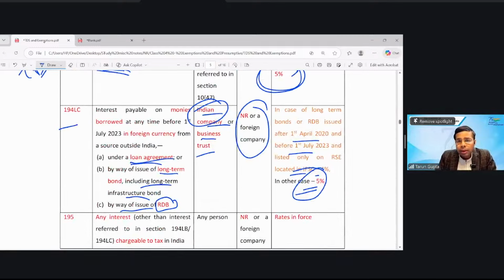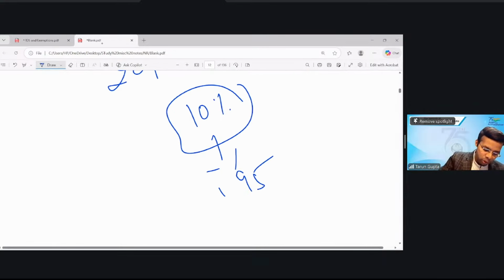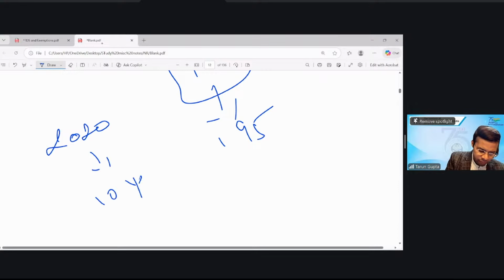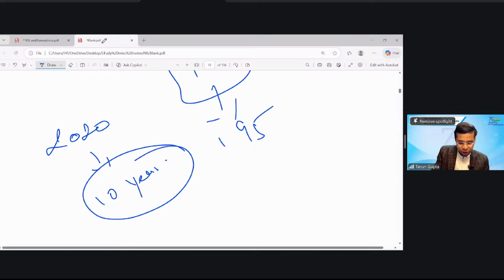Okay, so 194LC applies if the Indian company borrows under a loan agreement, or receives money by issue of a long-term bond or rupee denominated bond. But see, it applies only if the money was borrowed before 1st July 2023. It might happen that money was borrowed before 1st July 23 and still we are paying the interest. Therefore, 194LC is relevant even now. I might have borrowed in the year 2020 for 10 years. Very normal. So I must be paying interest now as well.